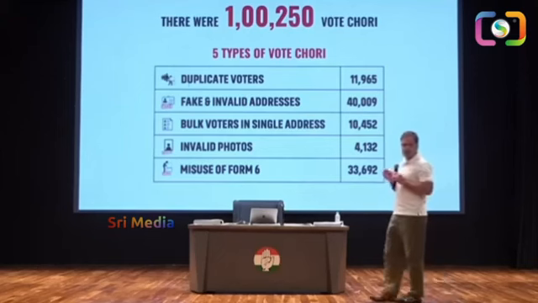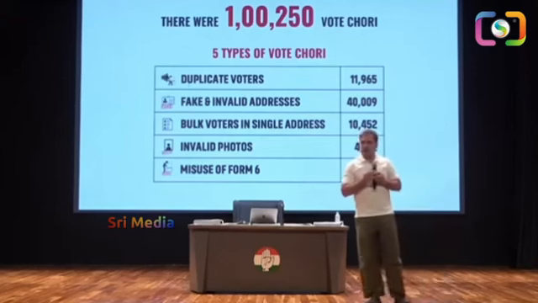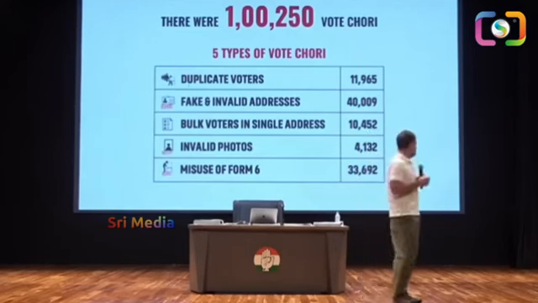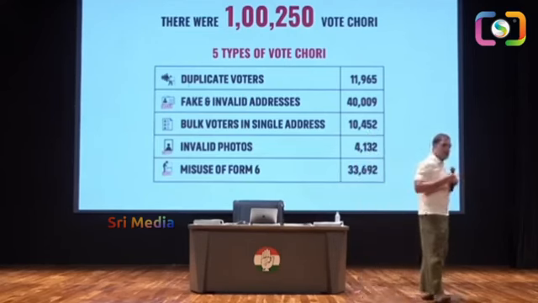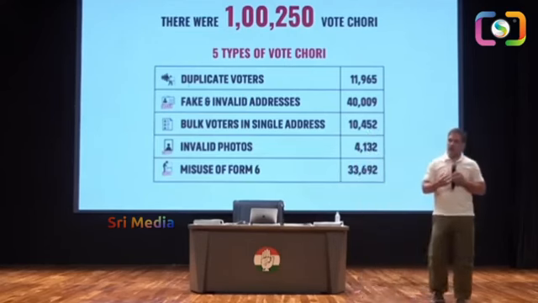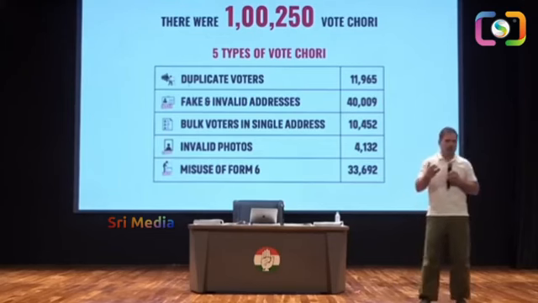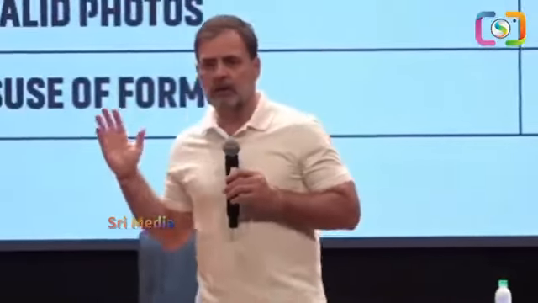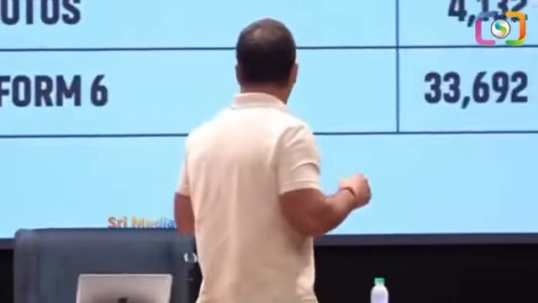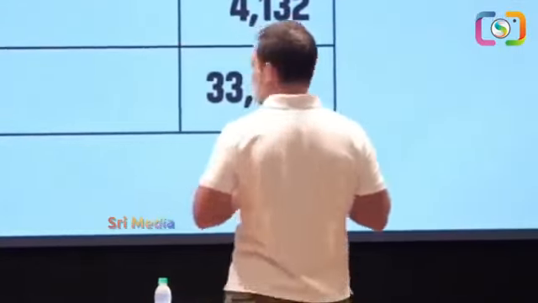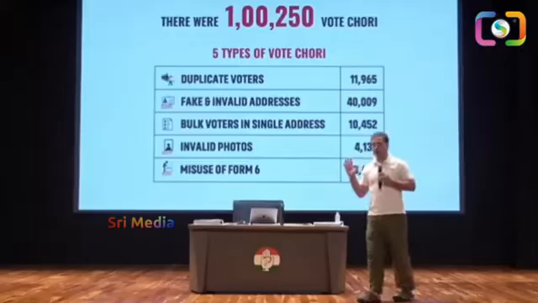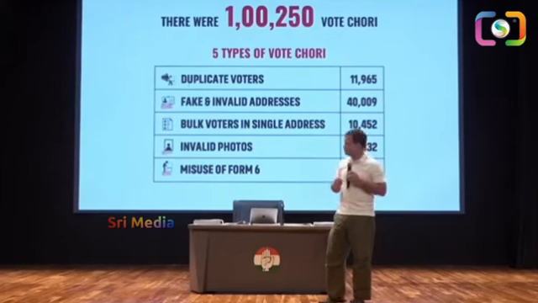Fake and invalid addresses. Voters who didn't have addresses or were just fake addresses. Bulk voters in a single address. One building, 50 people, 60 people, in a one bedroom house, but we go there, and no 50 people live there. No record of those people ever having lived there. One family living in that house. Invalid photos, photos which you simply cannot see, or no photos existing of theirs on the polling list.